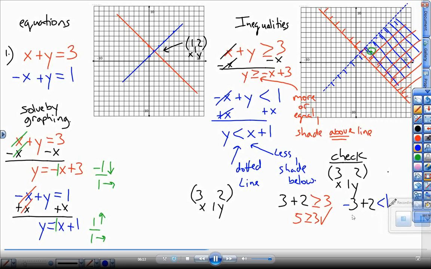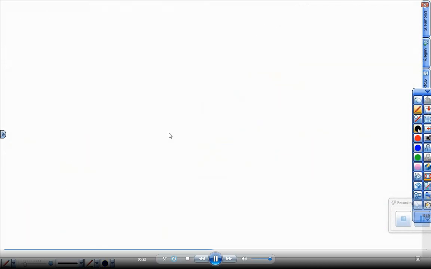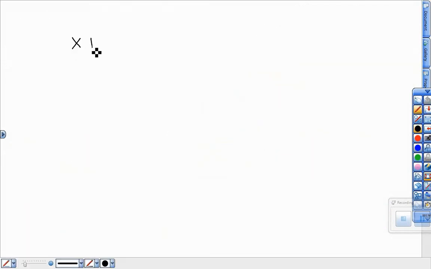That gives me negative 1, less than 1. That is also true. Any point not in that zone would have not satisfied both. Alright, last problems.